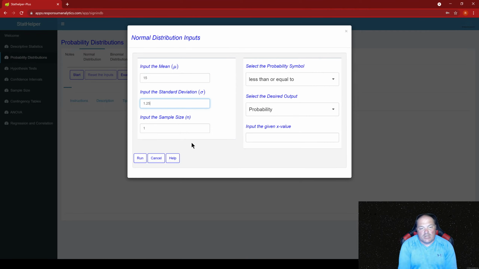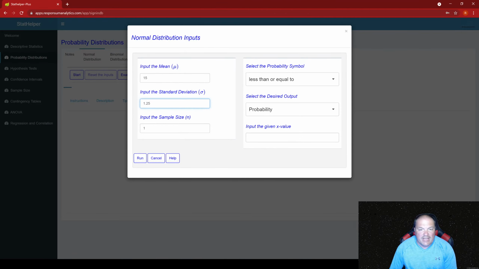Now, I've had some questions in the past about sample size. Sample size really is just, in this particular case, just 1 because we're dealing with a single observation or a single random variable. Later on, when we start dealing with averages, that's when the sample size will change. But for right now, let's keep the sample size as 1.